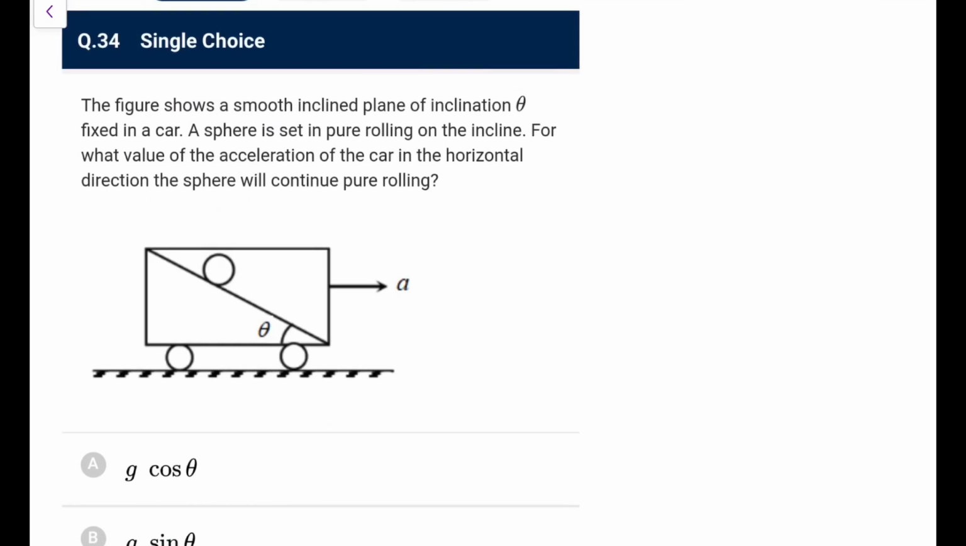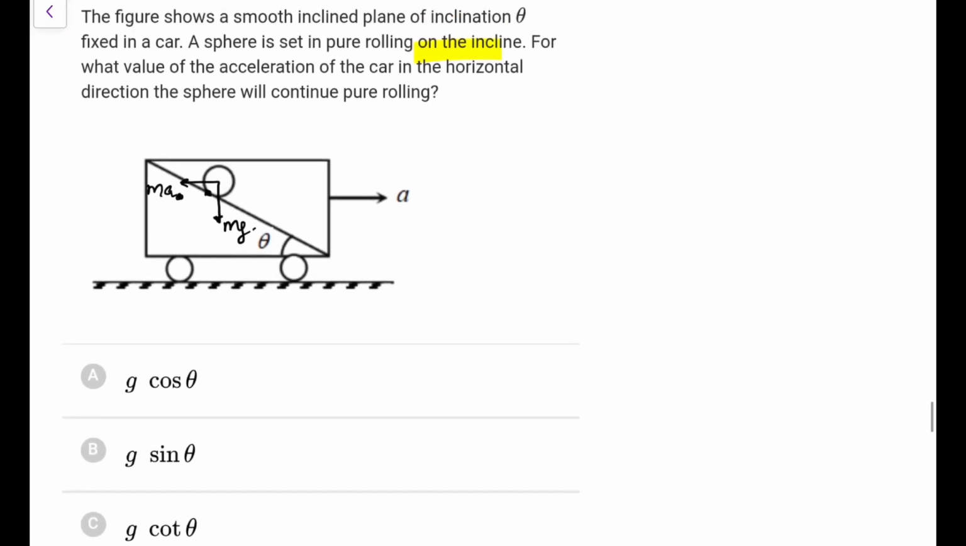The figure shows a smooth inclined plane theta fixed in a car. Sphere is set in pure rolling on the incline. For what value of acceleration of the car in the horizontal direction will the sphere continue the pure rolling? So for it to continue the pure rolling, its acceleration must be balanced out. What happens when it accelerates? We'll apply a pseudo force ma, and there is mg here. In this case, to continue the pure rolling, about this point we need the torque to be balanced, that would be the best case.